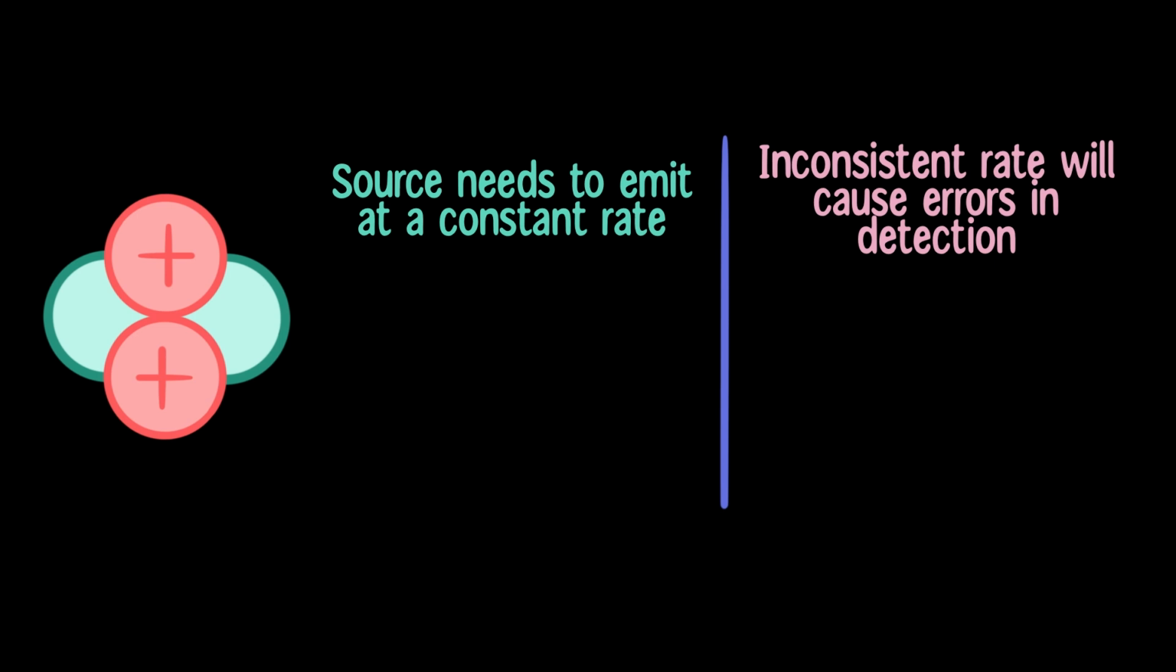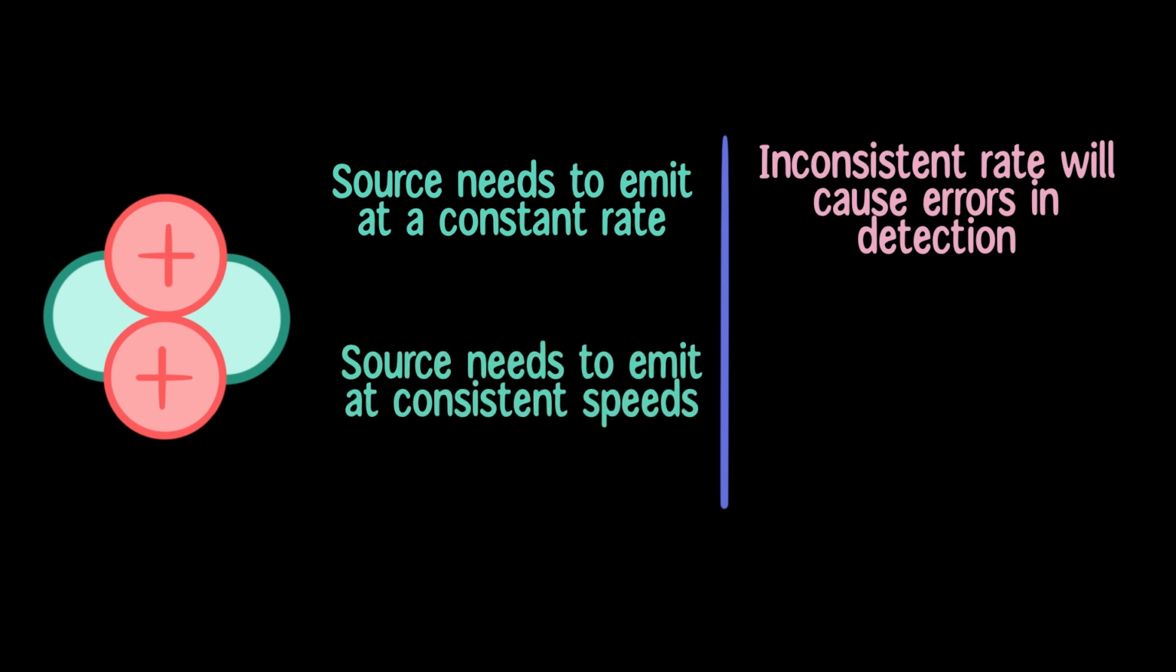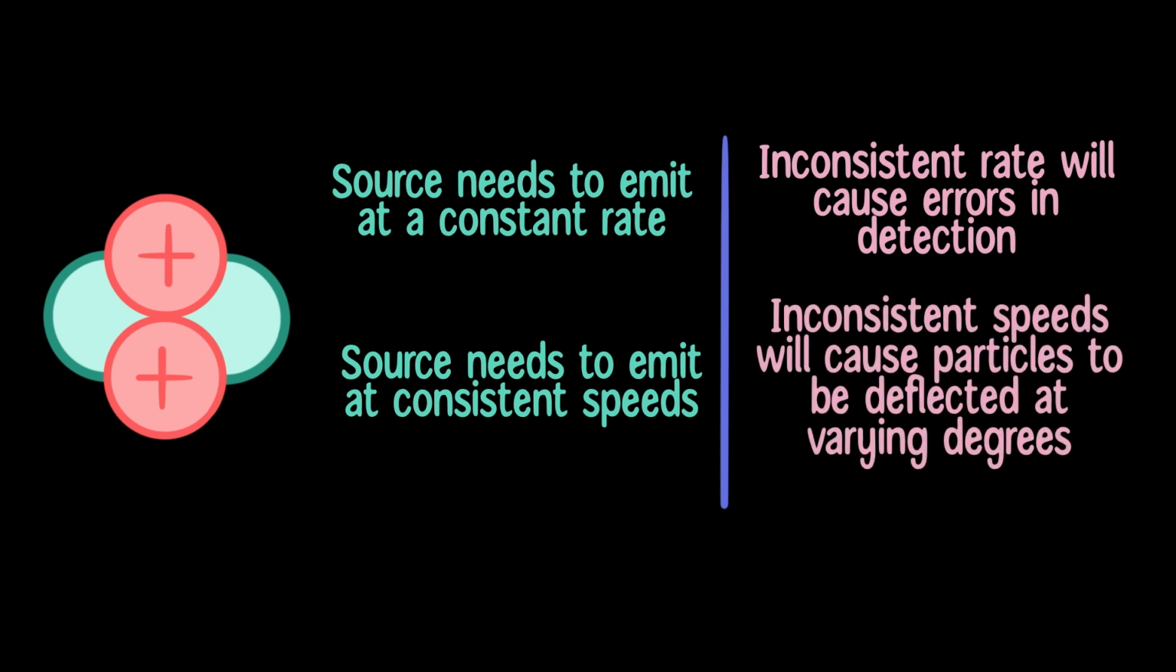We also need to ensure that the particles emanate at roughly the same speed, because the speed will affect how much the particles are deflected and alter their paths, because that's what we're checking for: deflection and the angles in which the paths change. Once again, inconsistency in speed will affect the result of the experiment by changing the number of particles detected at different angles. So you can use a source that produces a constant rate of consistently fast moving alpha particles.